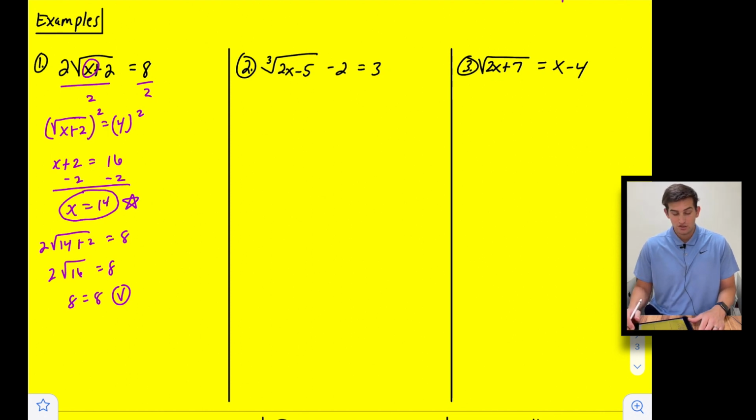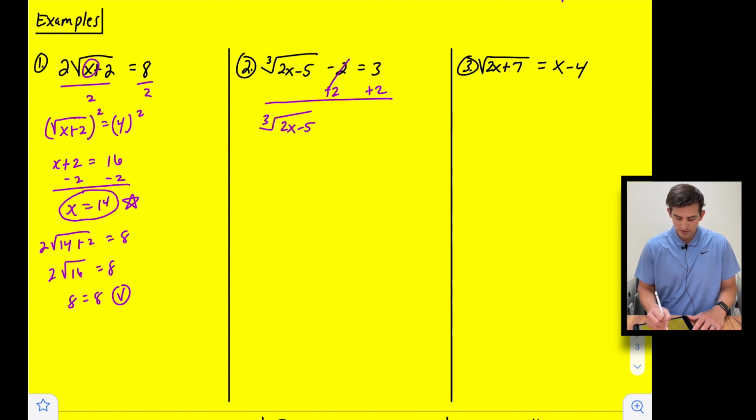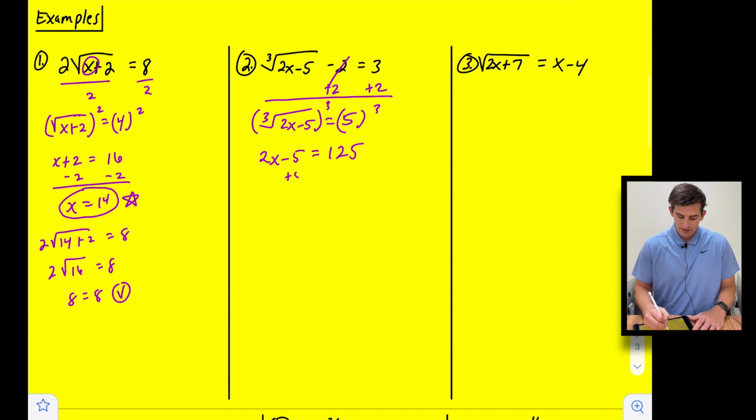All right, number 2, we have the cube root of 2x minus 5, minus 2, equals 3. So we want to add this 2 to both sides so we can undo that. Now we have the cube root of 2x minus 5 is equal to 5. So now to undo the cube root, we're going to cube both sides. Now we get 2x minus 5 is equal to 125. Now we can add 5 to both sides, so we get 2x is equal to 130. And now we divide by 2, and we get x is equal to 65.